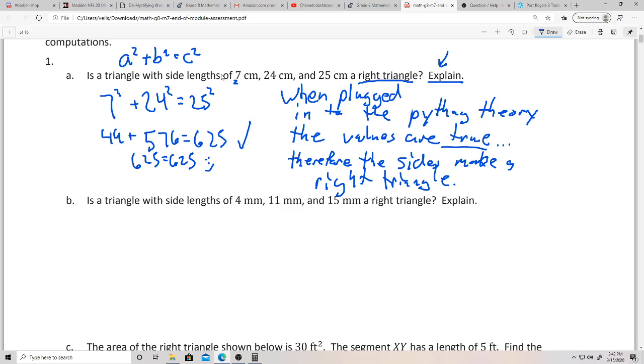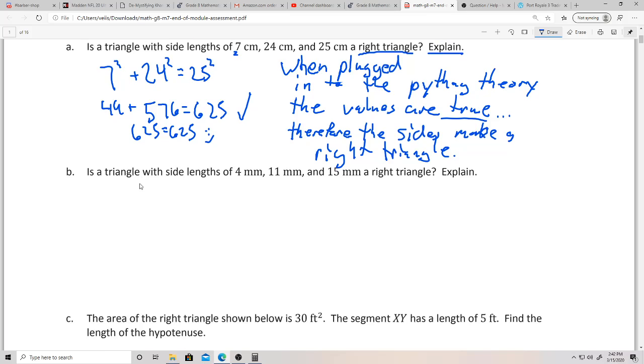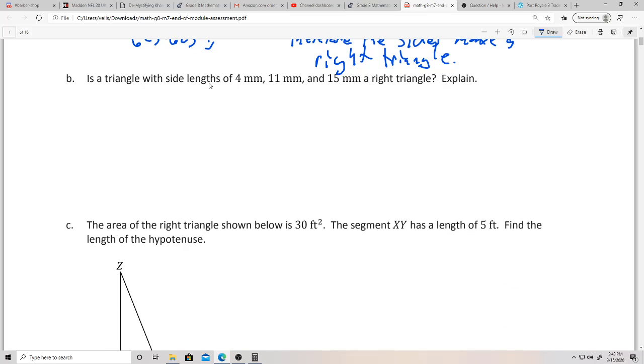All right, next is a triangle with sides 4, 11, 15, a right triangle. So they're just testing the same thing. So what do we have to do? Again, it's always a good idea to start with your formulas or what you know. If we're going to test side lengths of right triangles, we're going to be using the Pythagorean theorem. So we plug in 4, 11, and 15 millimeters: 4 squared plus 11 squared equals 15 squared.